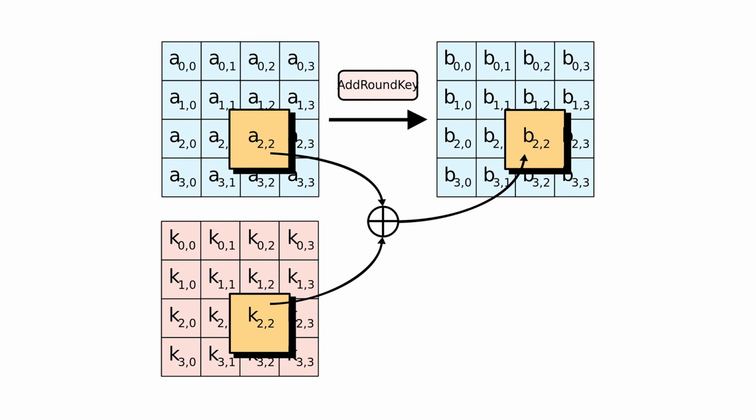In the add round key step, each byte of the state is combined with a byte of the round subkey using the XOR operation. For each round, a subkey is derived from the main key using Rijndael's key schedule. Each subkey is the same size as the state. The subkey is added by combining each byte of the state with the corresponding byte of the subkey using bitwise XOR.